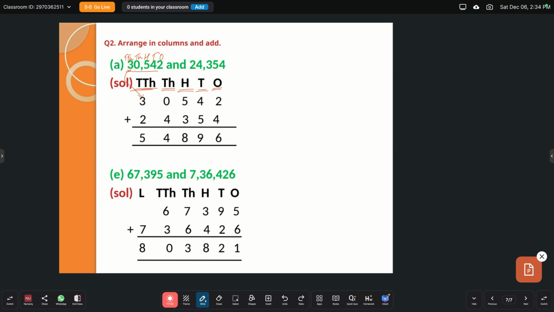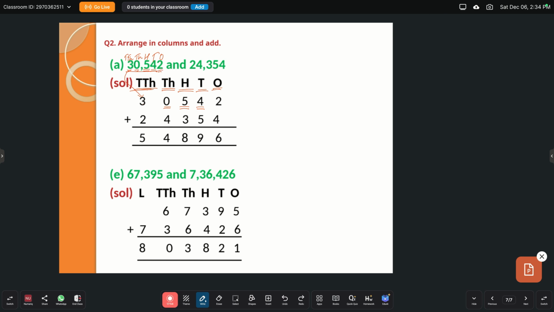Now this is 0. 0 is at the thousands place. So I will write the 0 in the thousands column. Now this is 5. 5 is at the hundreds place. I will write this 5 in the hundreds column. 4 is at the tens place. I will write it in the tens column.